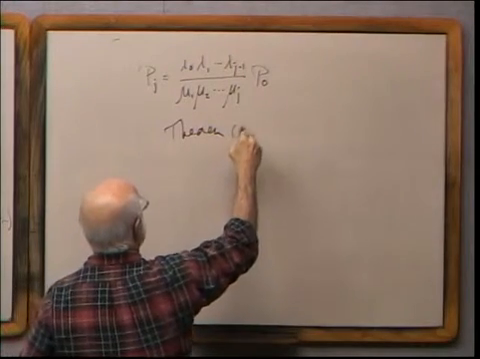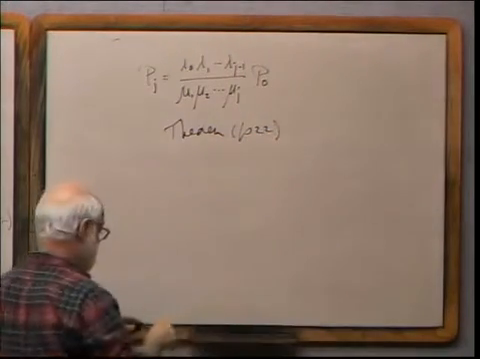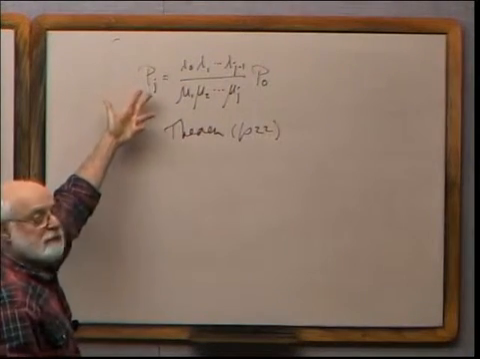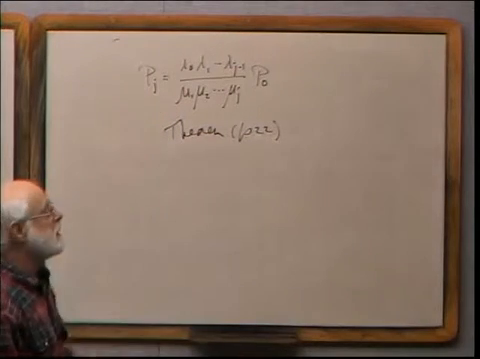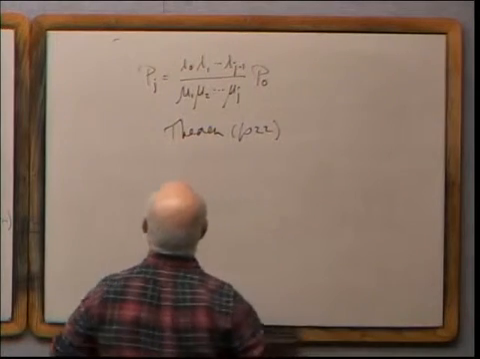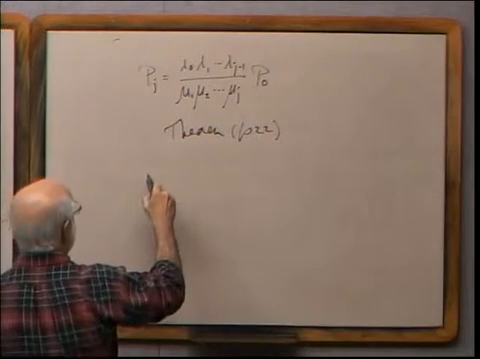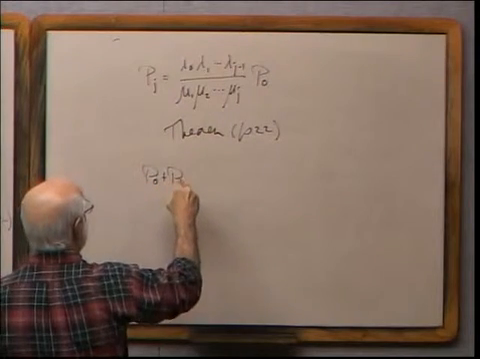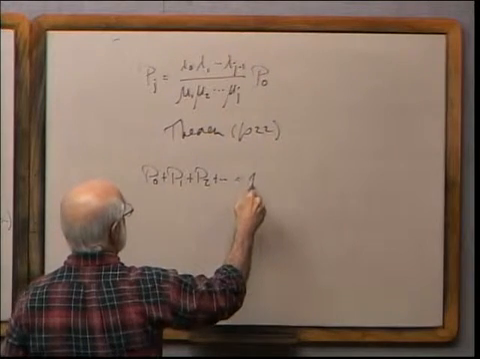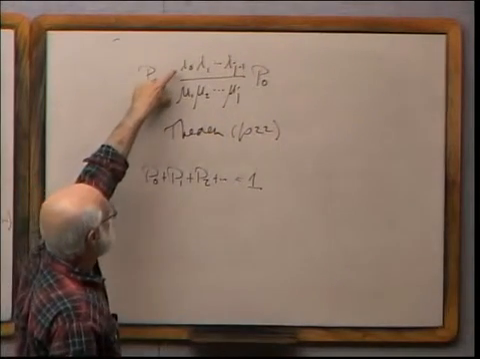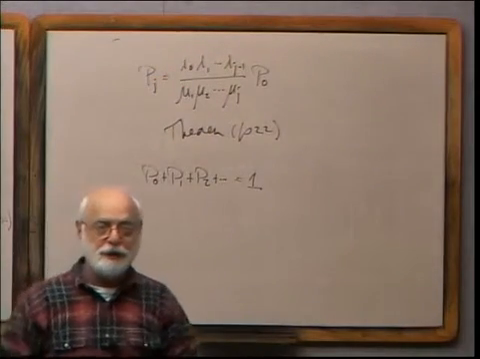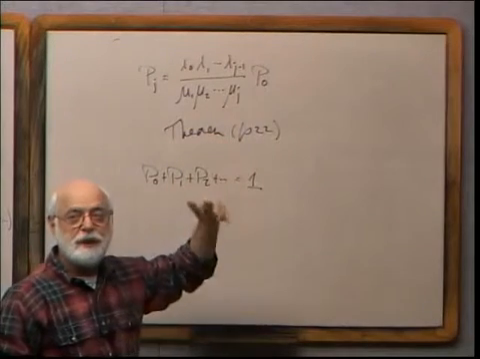Theorem, page 22. The theorem states that under certain conditions the equilibrium exists and is given by this. In order to have an equilibrium solution, it depends on the requirement. What we need is for P0 plus P1 plus P2 and so forth to add up to 1, which means that this infinite series must converge. If it converges, then we have this solution. If it doesn't, then we do not have an equilibrium solution.